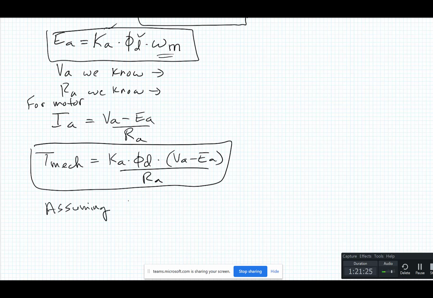And next time I'm going to talk about what happens if you change IF, and I'll give you some examples. So you can do the homework, and then we're going to move right into induction motors.